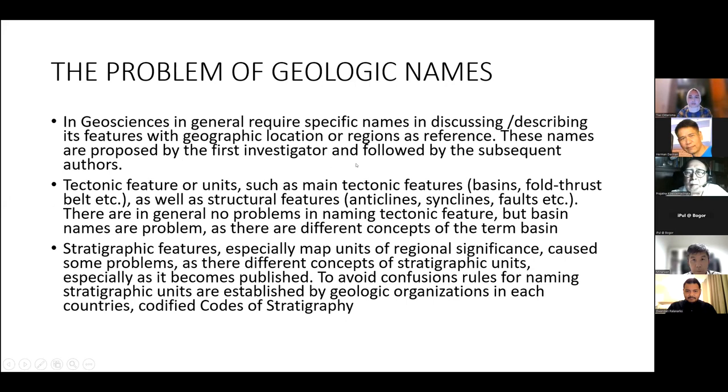Well, actually, names in geosciences require specific names in describing features. And these are always problems, because the names that are proposed are by the first investigator and followed by some second author, sometimes not followed by other authors. It is not only stratigraphic names that are a problem, because they are confusing, but also tectonic features or units that are main tectonic features like basin, fault, thrust belt, etc., structural features. We all have names, and in general there is not much problem in naming tectonic features. But stratigraphic names are a problem because they have quite different concepts of terms.